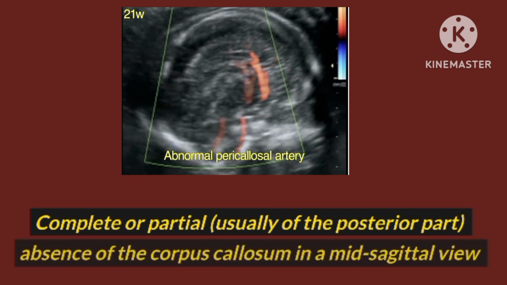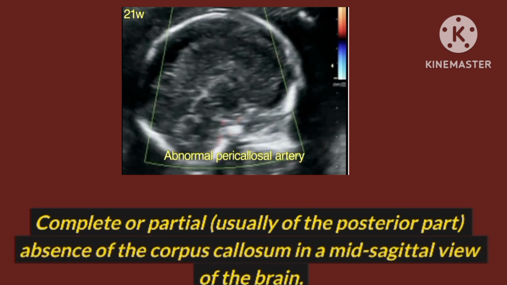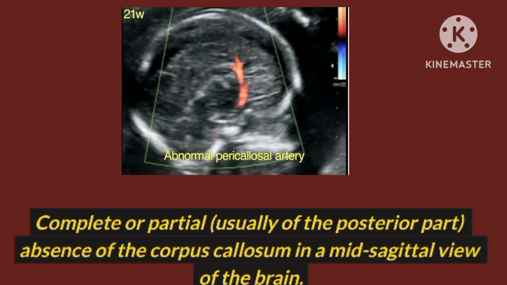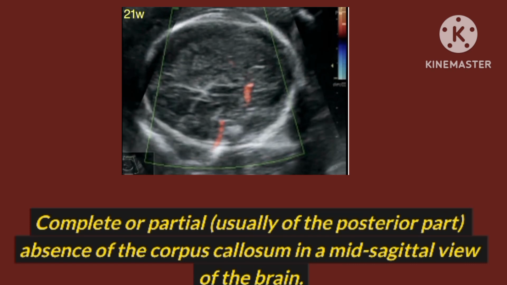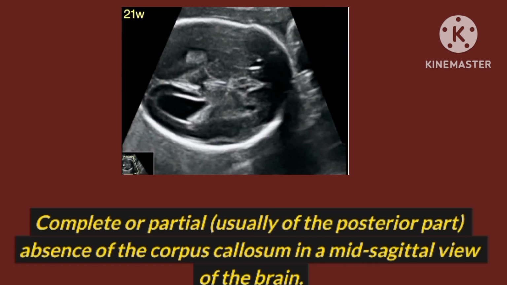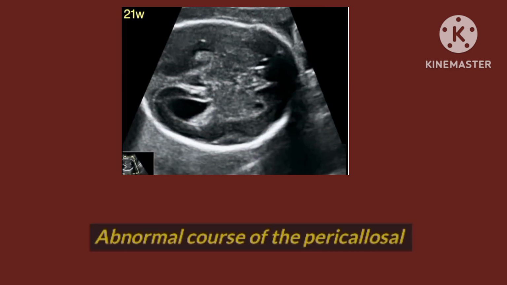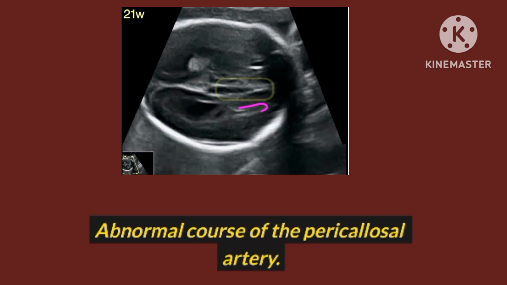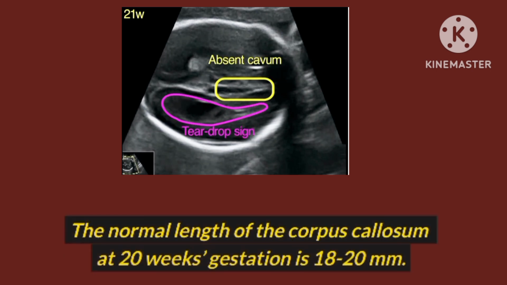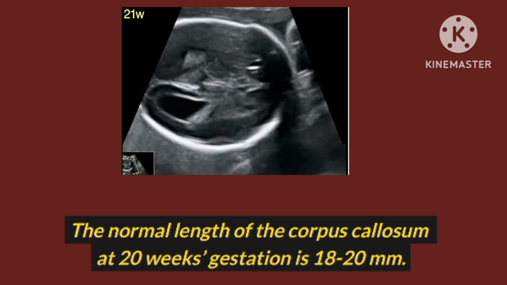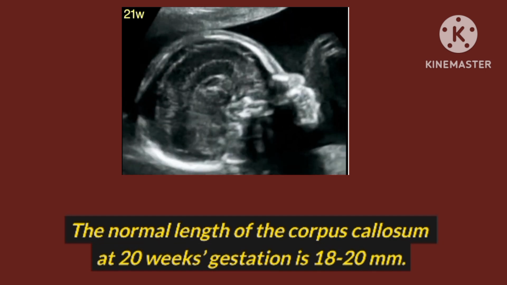Complete or partial, usually of the posterior part, absence of the corpus callosum in a mid-sagittal view of the brain. Abnormal course of the paracallosal artery. The normal length of the corpus callosum at 20 weeks gestation is 18 to 20 millimeters.